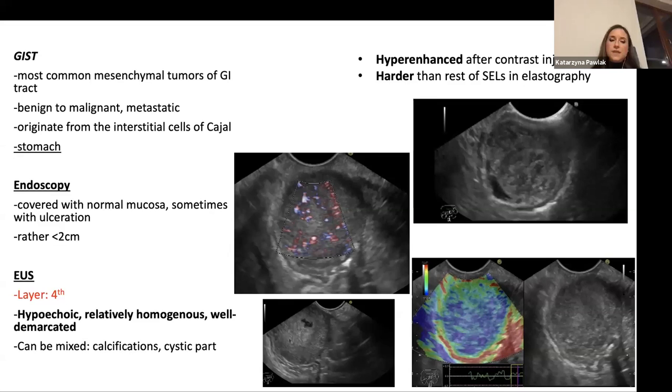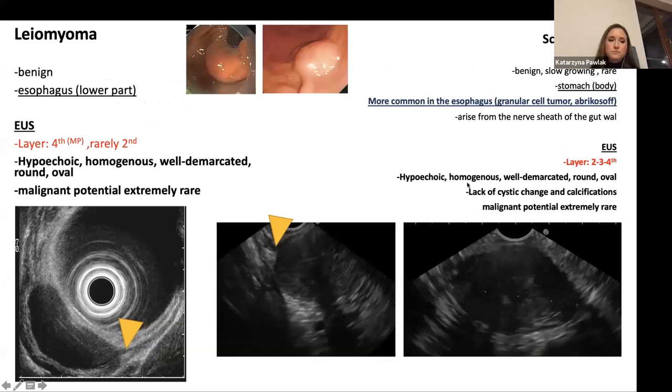So what we should look for in EUS for GIST is that this lesion is typically arising from the fourth layer. Most of them are hypoechoic, relatively homogeneous, and well demarcated. However, this lesion can also be mixed with calcifications and with some cystic part, like here. And also, as I mentioned before, some of them show hyperenhancement after contrast injection and are harder than the rest of the tissue in elastography.